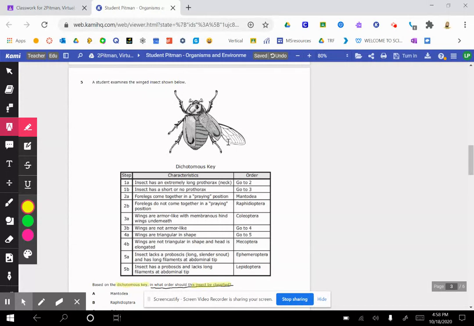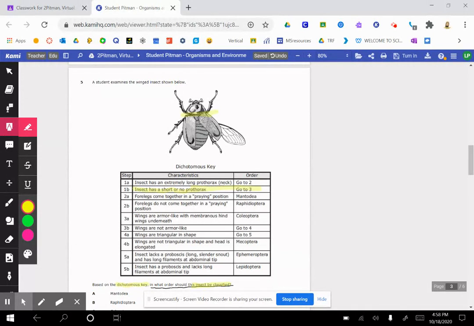So let's look at 1A. Insect has extremely long prothorax. And notice if you don't know what that means, they tell you in parentheses, neck. So does he have an extremely long neck? Doesn't look like it to me. Let's see. Insect has a short or no prothorax. I would think it has no or a very short one.